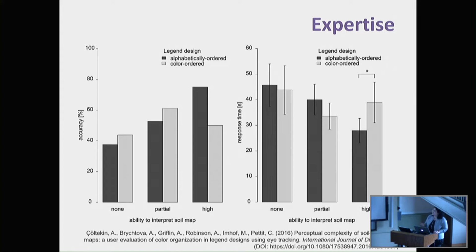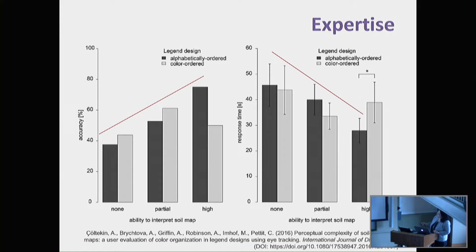It's pretty hard. So in this study we changed the legend. It was a very simple, very subtle manipulation. We ordered the colors alphabetically or perceptually, and we asked a number of people to match the colors in the map with the colors in the legend, so they are supposed to identify categories. And you see this is quite fascinating how it goes. We had people with no expertise, partial expertise, and high expertise.